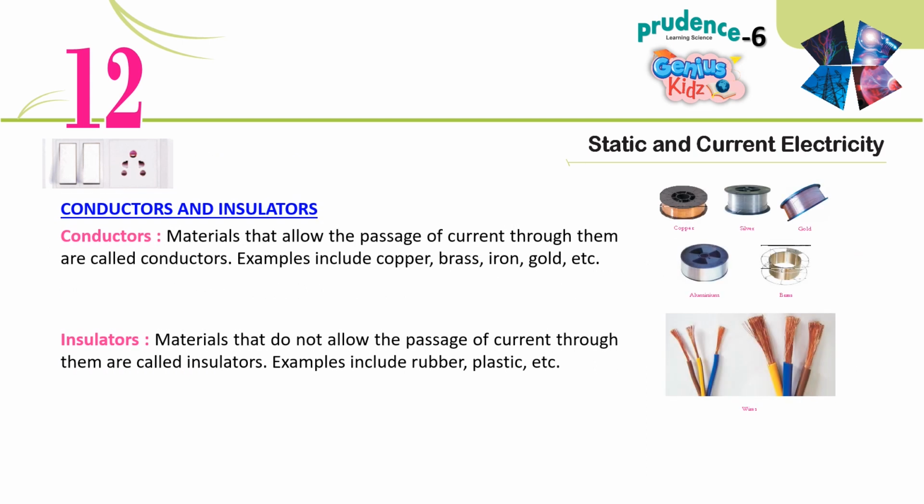Conductors and insulators. Conductors. Materials that allow the passage of current through them are called conductors. Examples include copper, brass, iron, gold, etc. Insulators. Materials that do not allow the passage of current through them are called insulators. Examples include rubber, plastic, etc.